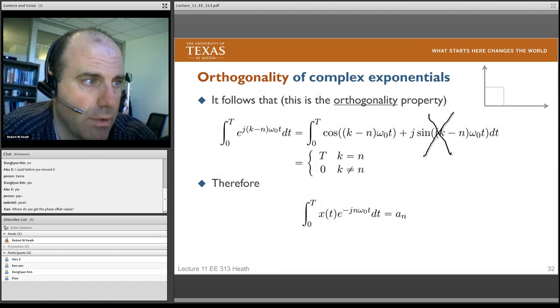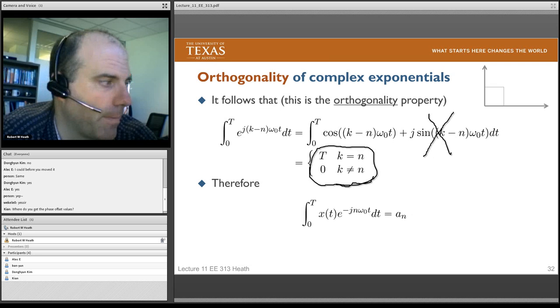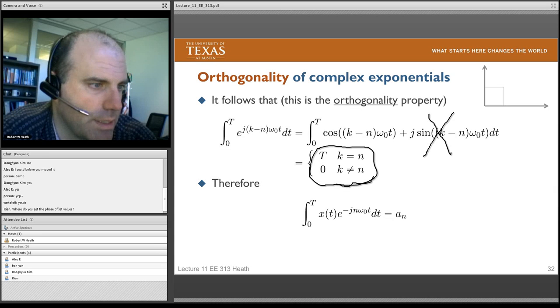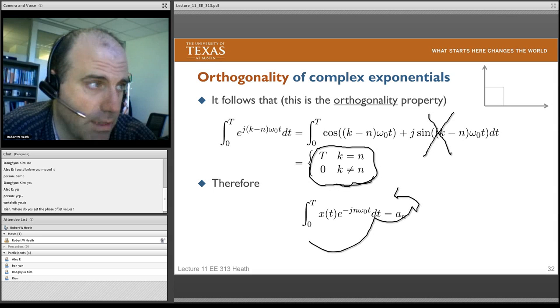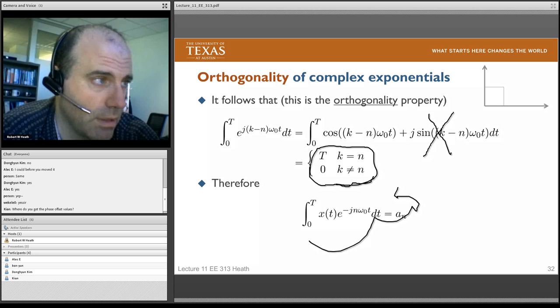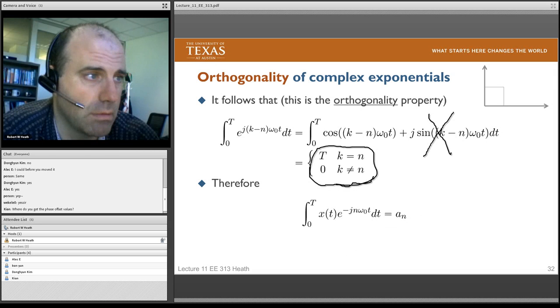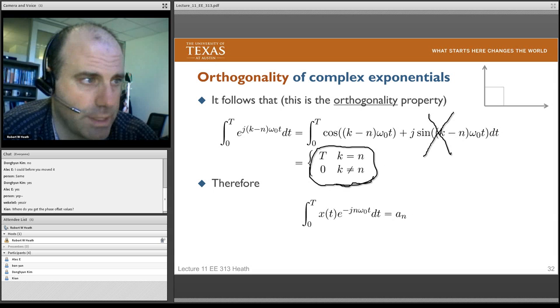And so the cosine, what we saw in the previous slide, is that that integral is going to be T here at zero, and otherwise zero. So basically, this whole thing integrates out to either T or zero. And this is important. This is called the orthogonality principle, right? And what it basically says is that the sinusoids, e to the j k omega naught t, are orthogonal to each other. And what that means is that the inner product that we've defined in terms of this integral integrates to zero if those sinusoids are different. And then if they're the same, it integrates to one.